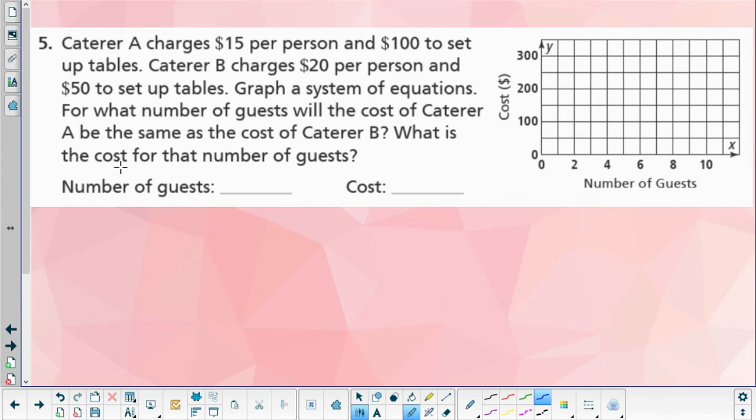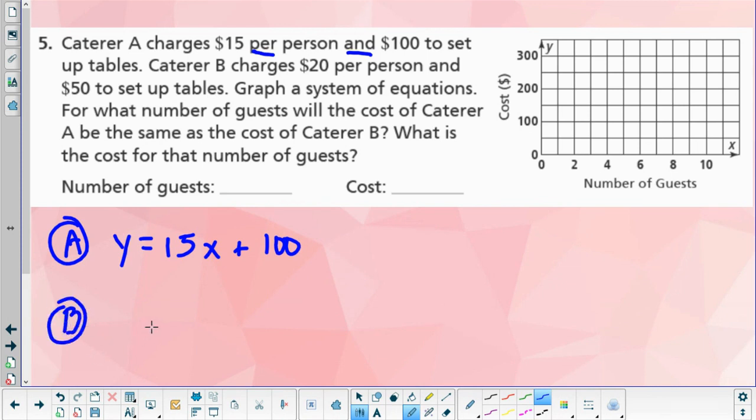So if I were to write an equation for caterer A, it says $15 per person. That tells me multiply. So I can say y equals 15x, 15 per person, where x is my person, and plus 100, since $100 is our one-time fee just to set up the tables. All right, caterer B charges $20 per person, so that's 20x, and $50 to set up the tables.